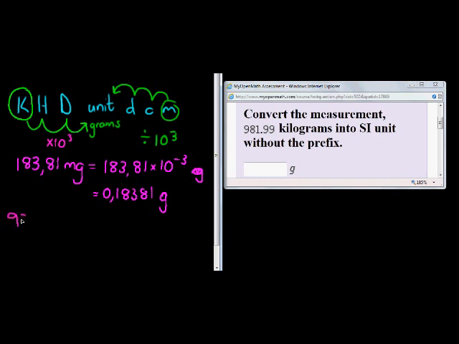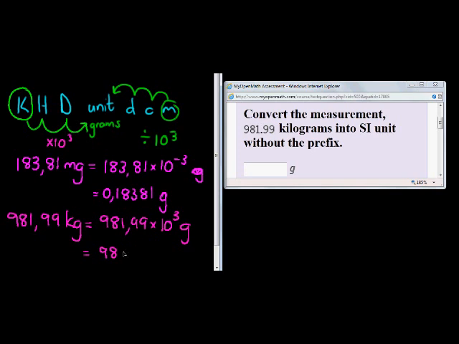So having 981,99 kilograms, that is the same as taking 981,99 times 10 to the power of 3. In other words, 10 three times, because I move it to hecta, deca, and then back to the unit. And now I'm simply working in grams. So this is a total of, the comma can move three places to the right.